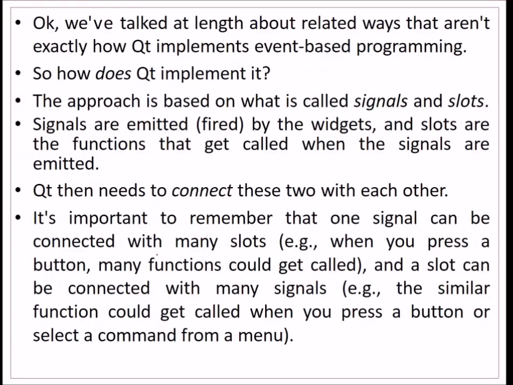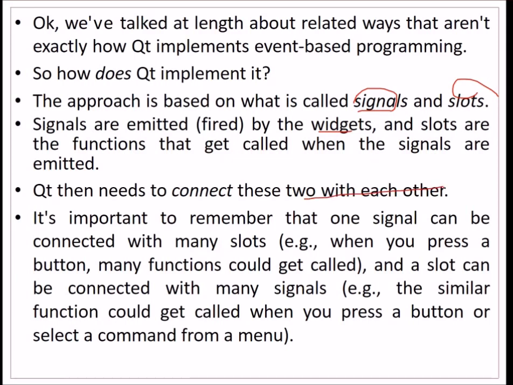So what we have just talked about, we talked about at length. Now, how does Qt implement it? The basic question is this. The approach is based on what we call signals and slots. What are signals? They are emitted or fired by widgets, and slots are the functions that get called when the signals are emitted. So Qt then needs to connect these two with each other, meaning signals and slots.